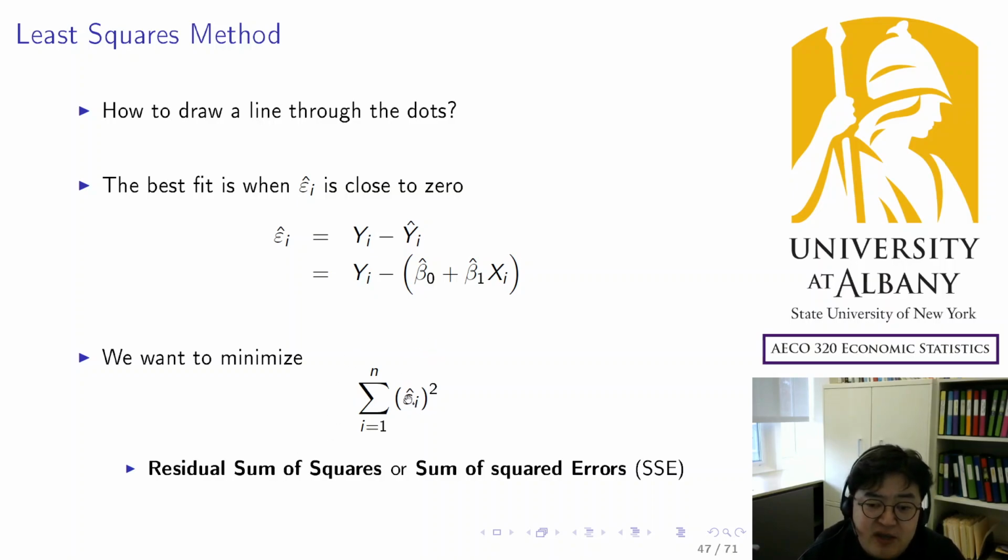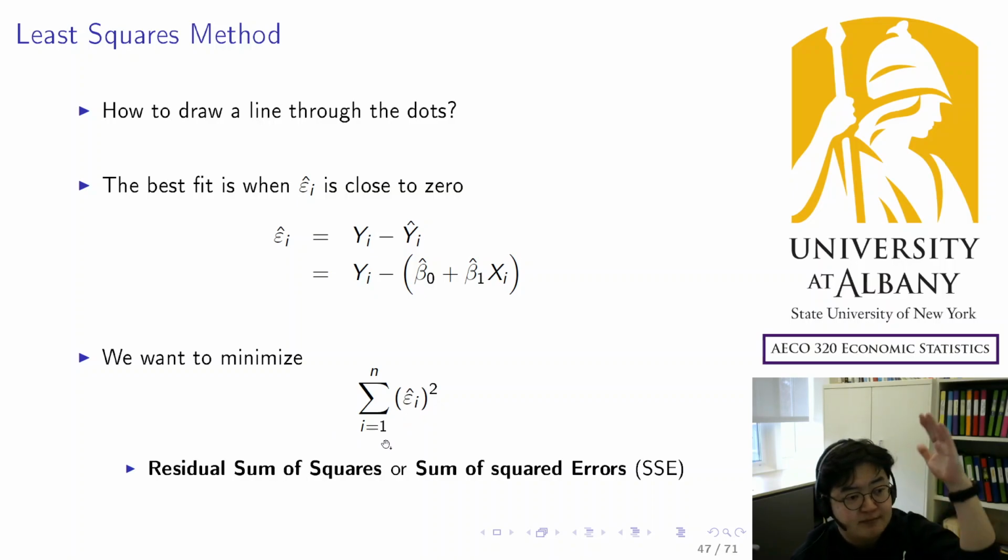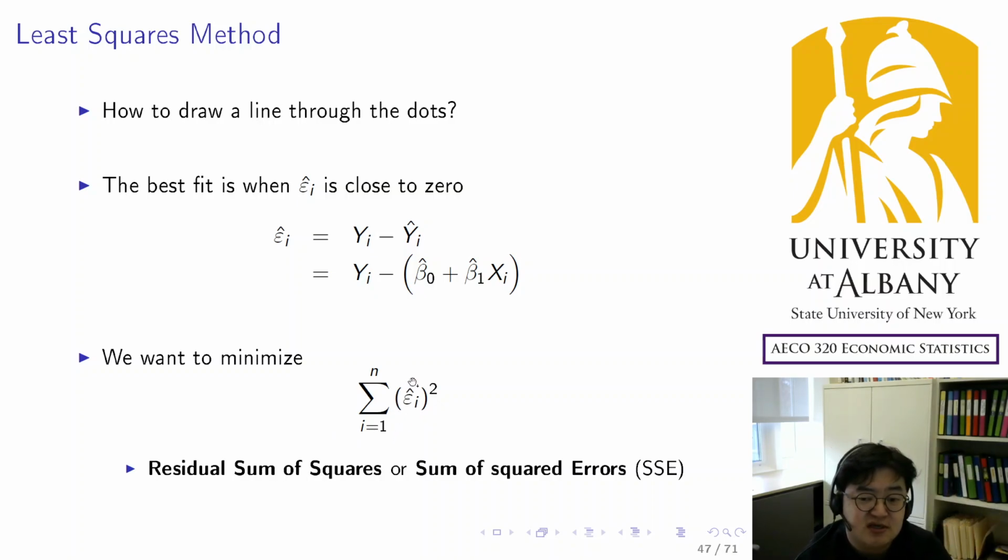And because there are many residuals, as many as the number of observations, we are going to add all of them. So overall, the total sum of squared residuals should be minimized. We would like to minimize that. And this is called residual sum of squares or sum of squared errors.